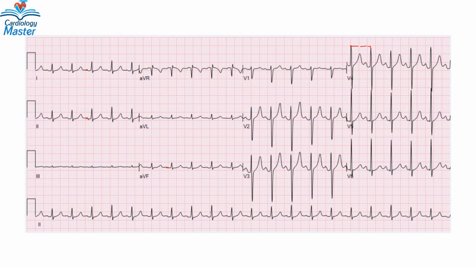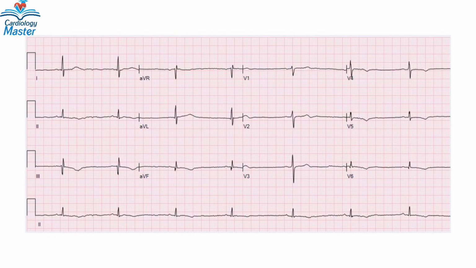Each P wave is followed by a QRS, and the PR interval is constant wherever you go. So this is called the sinus tachycardia, and it is regular. So this is an example of a regular sinus rhythm and regular sinus tachycardia.